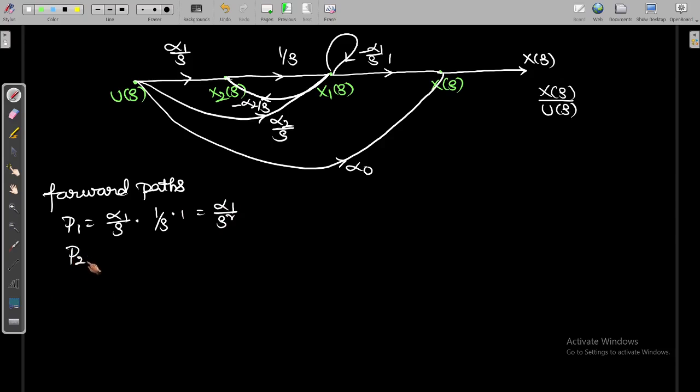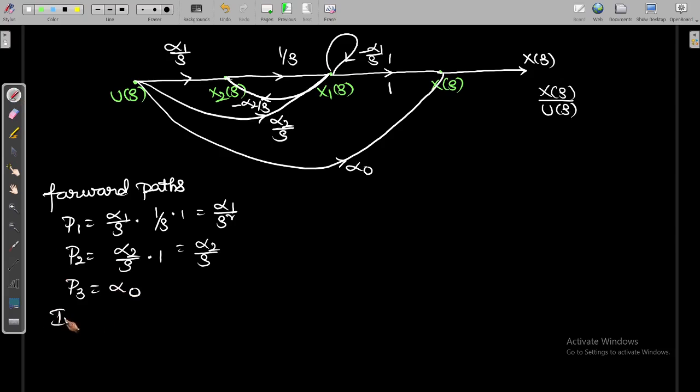Next, P2 is equal to, there is another forward path, you can see it like this: alpha 2 by s into 1. If nothing is there, you can take it as 1 here. So alpha 2 by s into 1 is equal to alpha 2 by s. P3 is equal to, there is another forward path, which is finally alpha naught. So you have the forward paths.